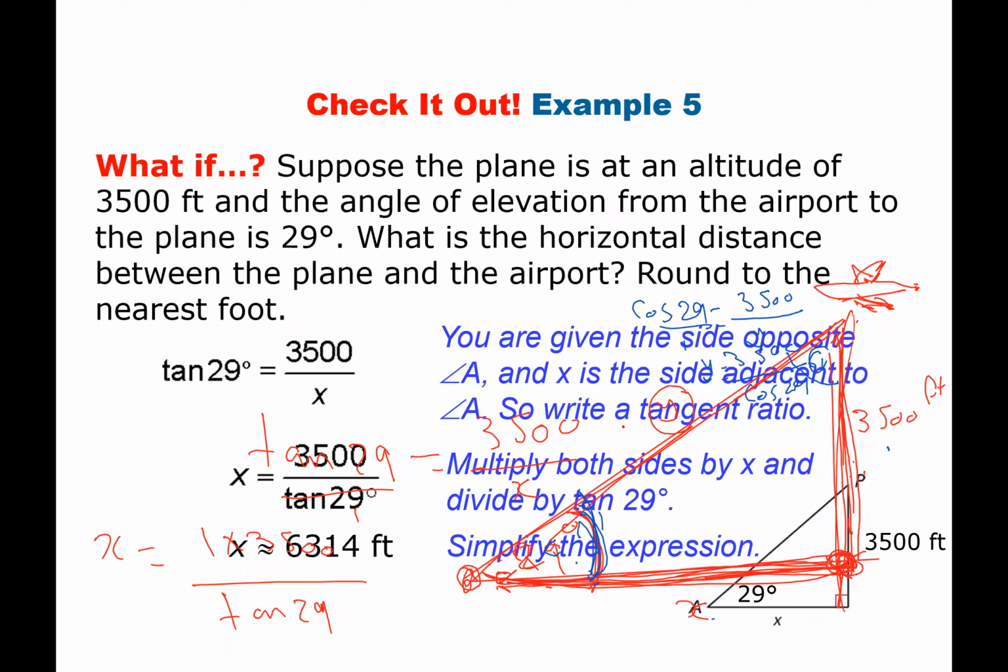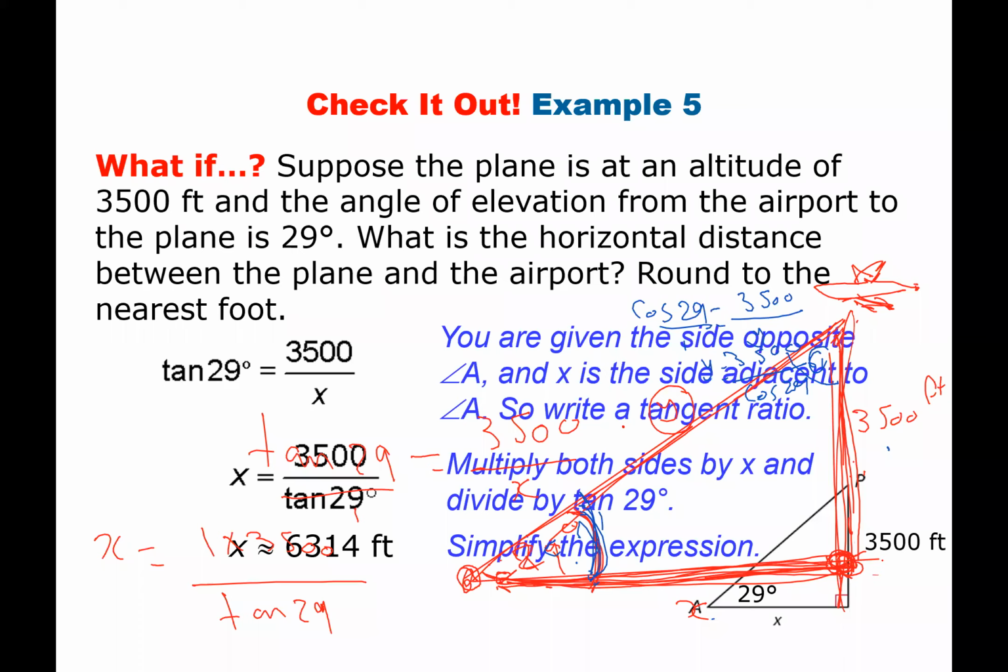So the distance is 6,314 feet. And we increased one step to find the hypotenuse if you need it. But in the example, he didn't ask about the hypotenuse. He asked about the horizontal distance between the plane and the airport. Okay, have you got it? Do you have any problem?